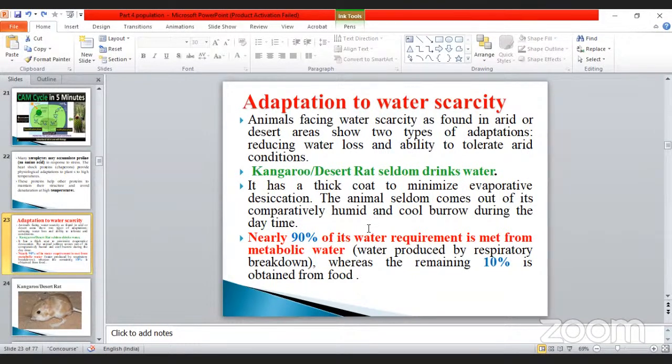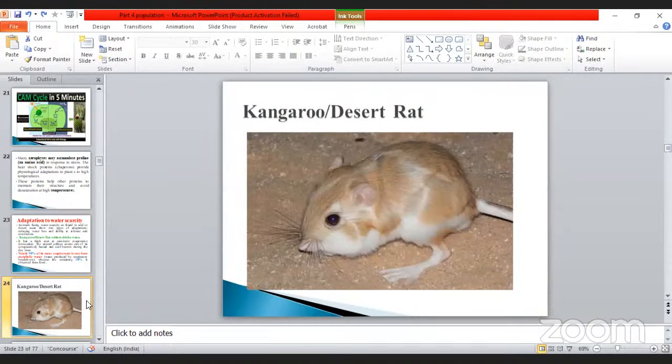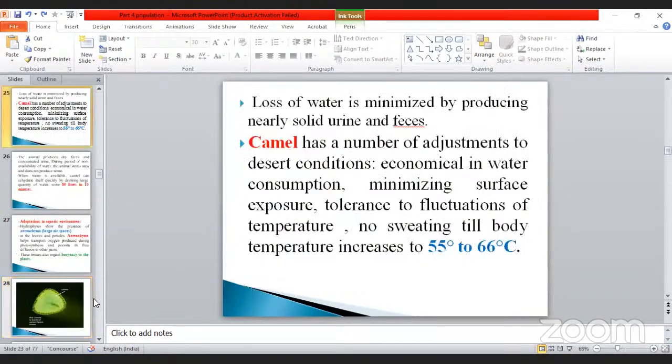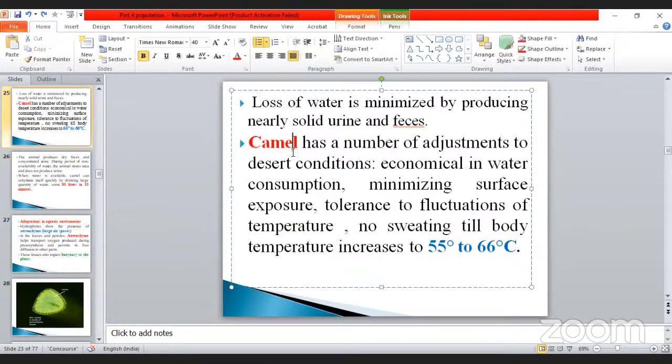So that is enough for a lifetime, whereas the remaining 10% is obtained from the food only. So we already discussed that part also. This is the kangaroo rat, otherwise called the desert rat, already discussed. And the last one is what is it? The camel. Just imagine, it is also one of the desert animals, isn't it, my dear?